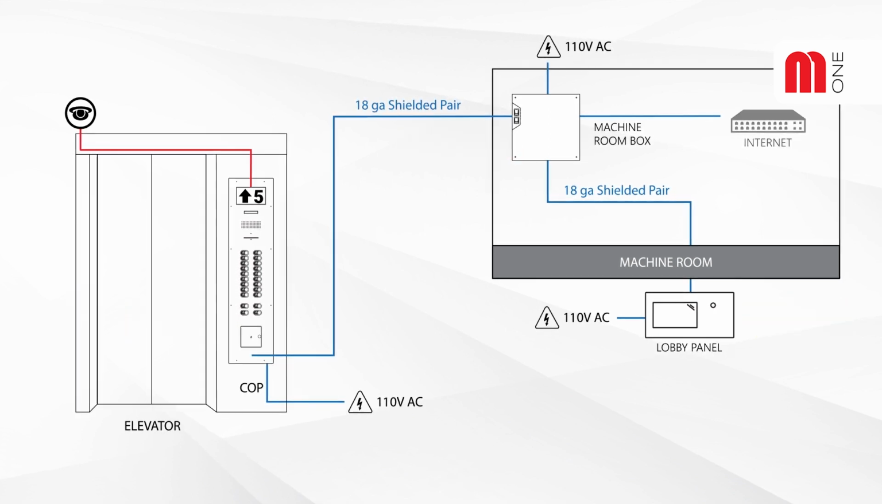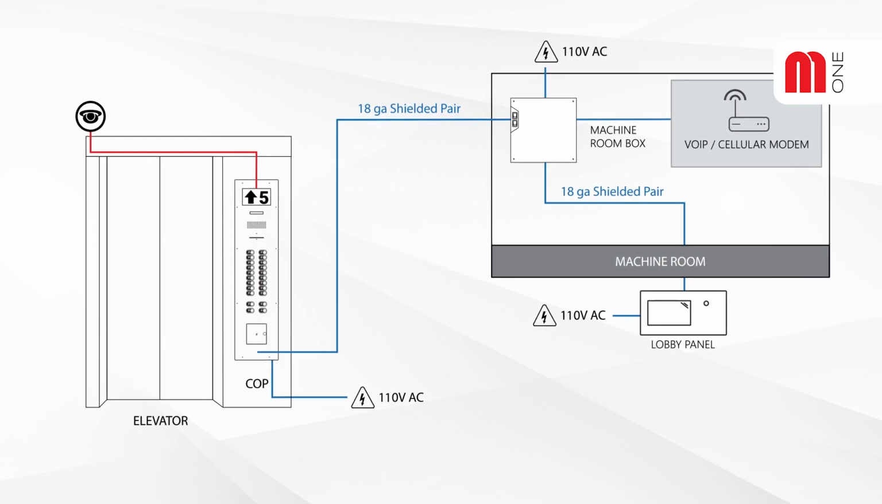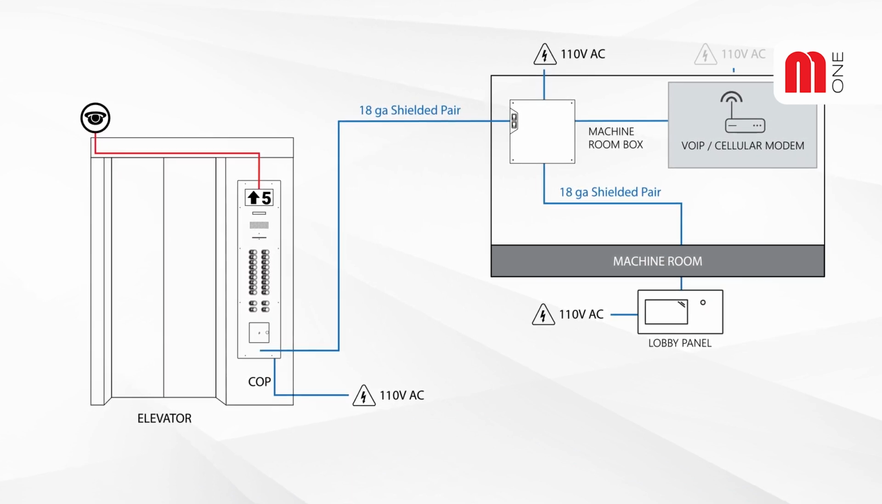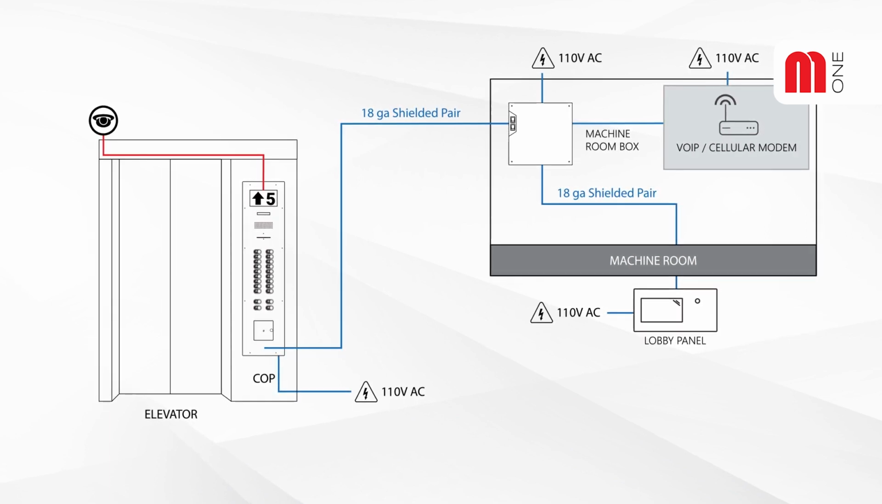No internet or phone? Add an optional cellular modem with VoIP phone line box and eliminate the need to wait for third-party connections. Just add power and connect to the machine room box. Everything is pre-programmed and ready to go.